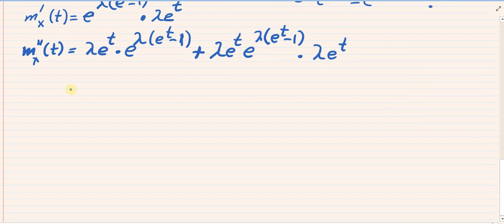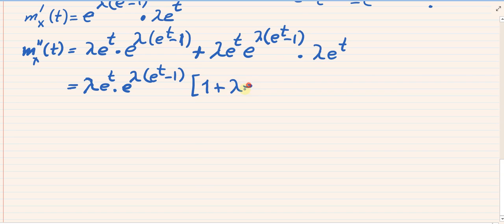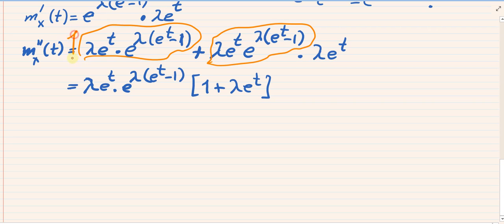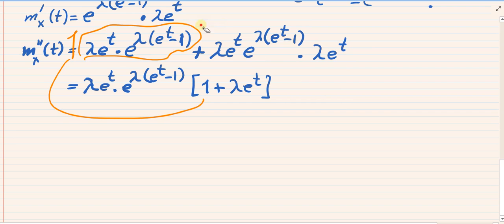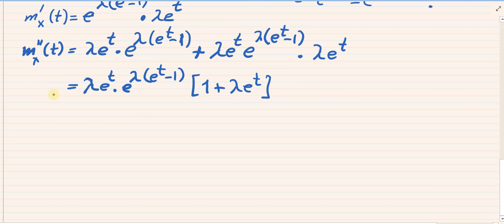Now I can actually simplify this by factoring lambda, the GCF. Lambda e to t is a common factor, times e to lambda e to t minus 1. Okay, and that's going to give me 1 plus lambda e to t. I just factored the GCF. Again, the GCF is this, you can see. Once I remove it, I get 1, and then here's lambda e to t. That goes here, the 1 goes here. Okay, and there we have the second derivative.